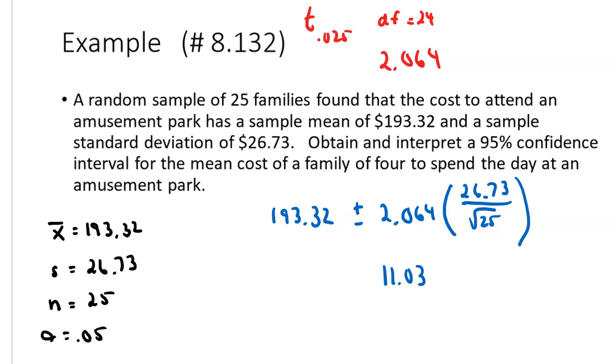Okay. Again, this doesn't have to be any more accurate than the first one. So if the first one is rounded to the nearest cent, that can be as well. All right, so 193.32 minus 11.03, and I get 182.29. Right, if I go up there and I change the minus to a plus, I get 193.32 plus 11.03, 204.35.